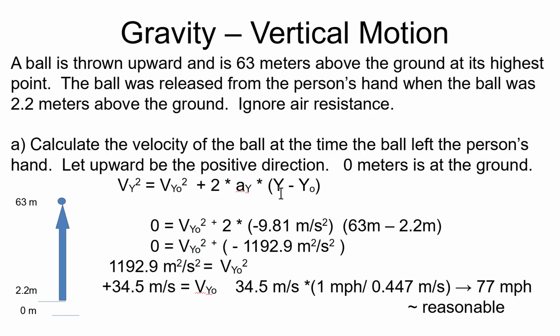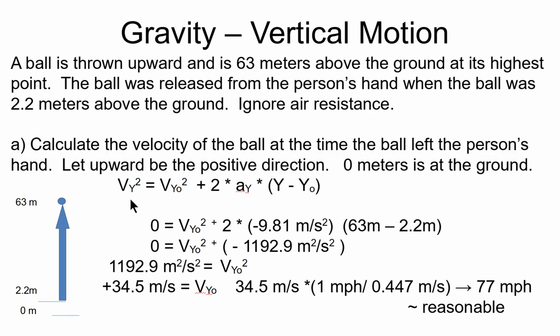The maximum height of the ball, this y value here, is 63. That's the final position in the vertical direction. The initial position when I'm going to start this calculation is at the point of release at the hand. That's 2.2 meters above the ground. The acceleration of gravity is downward, so that's a negative number, minus 9.81 meters per second squared. If your instructor prefers you use 9.8, use that, but do attach negative to it if we've made the choice that up is the positive direction. Very important that you put in a negative number to replace this A symbol, the acceleration.